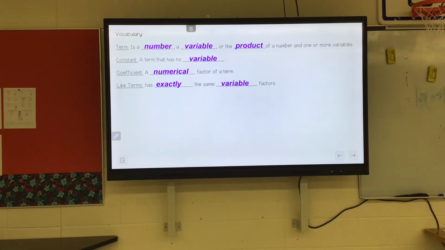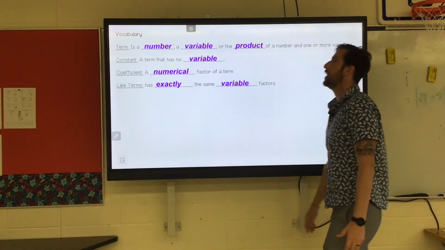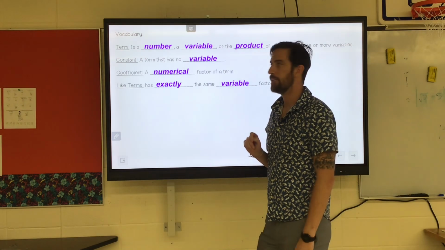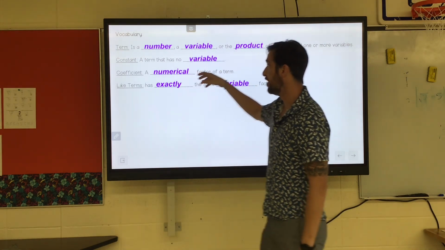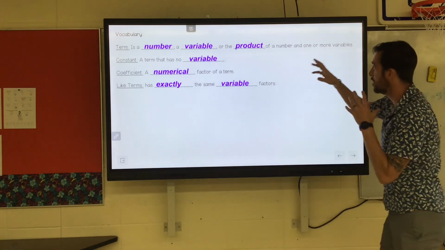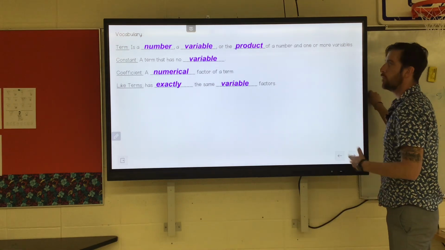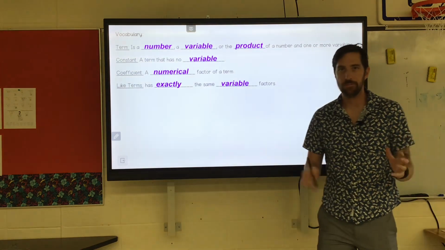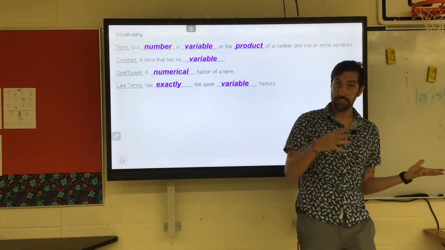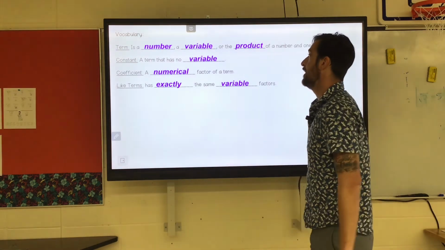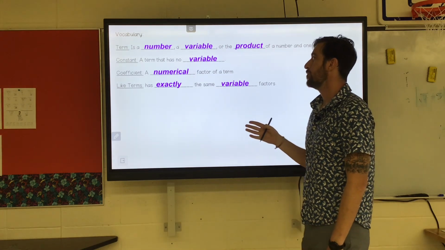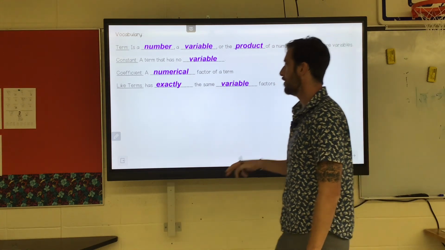Today we're doing the distributive property. Hey, look, some vocab to get it out of the way. And feel free to pause and write these down to fill in the blanks. But a term could be a number, a variable, or the product of a number and one or more variables. A constant doesn't have a variable. It's something like 11 or 56. No letters. Coefficient is a numerical factor of a term, and then like terms have exactly the same variable factors.